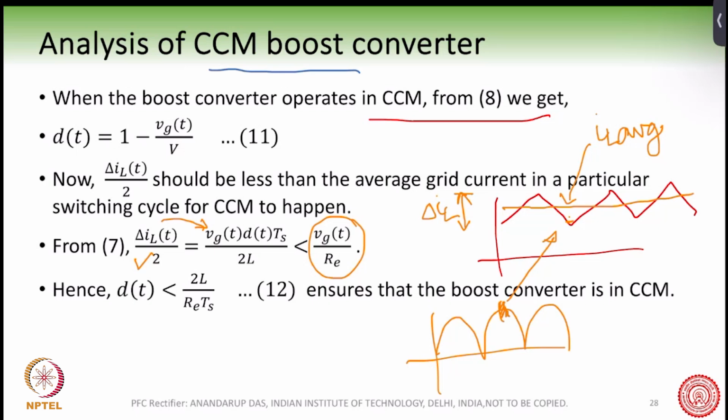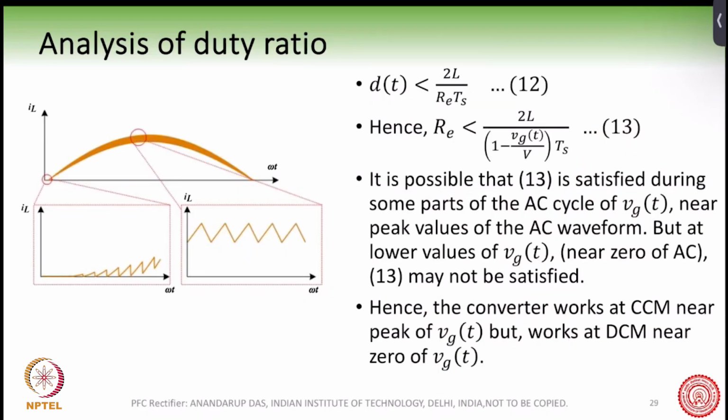If you manipulate this equation a little bit, taking terms up and down, you will see that dt, the instantaneous duty ratio, must be less than 2L by RE Ts to ensure that the boost converter is in CCM operation. Manipulating the equation again, taking RE to the numerator, RE must be 2L divided by dTs. So this factor here is d of t, where d is 1 minus VGT divided by capital V. Therefore, RE is less than 2L divided by this. This is the equation.